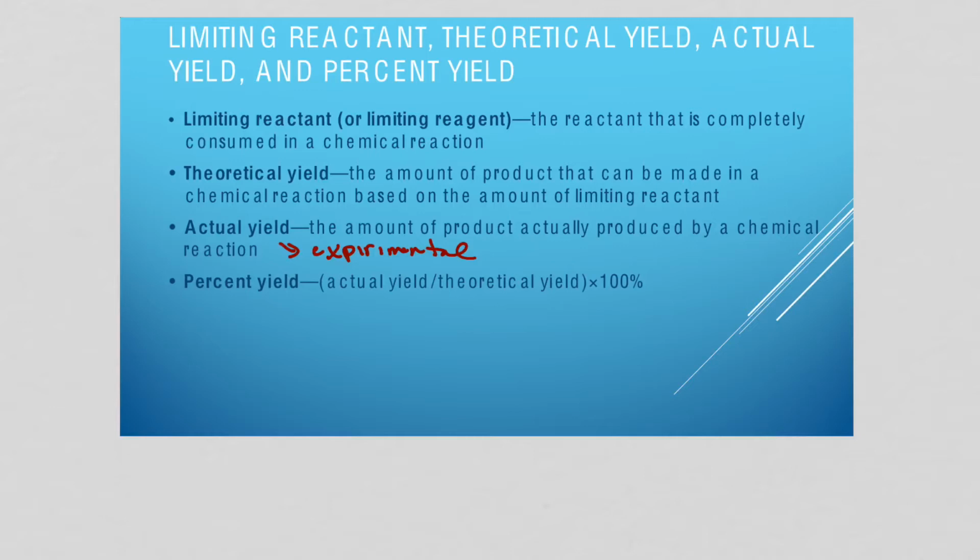Now, percent yield is simply the ratio of those two, right? It is the actual yield divided by the theoretical yield times 100 to put it in terms of a percent. So we're going to work with these different terms as we go through these problems.